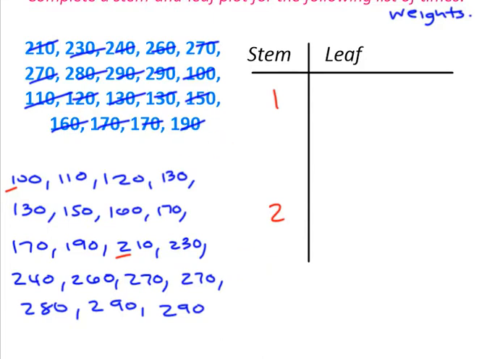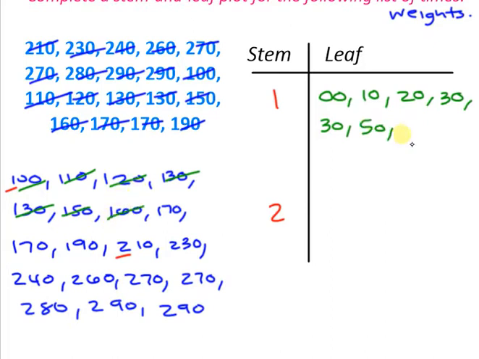Now, after that, we're going to go ahead and start to organize our data. So after the stem of 1, we're going to have double 0, and that's going to represent 100. Then we're going to have 10, which is going to represent 110. Then we're going to have 20, which will represent 120, 30, which will represent 130, another 30, then 50, remember they're all separated by commas, 60, we have 2 70s, and then a 90.